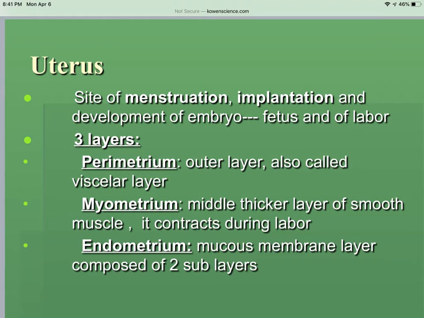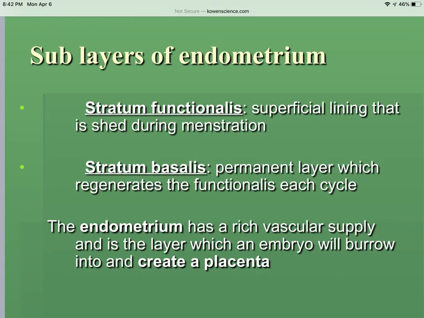The endometrium is the mucous membrane layer. It's made up of 2 sublayers, and this is the layer that is affected when an individual has endometriosis. These sublayers of the endometrium are the stratum functionalis, which is the layer that's shed during the menstrual cycle, and the stratum basalis, which is the permanent layer, and this regenerates the functionalis each cycle. The endometrium is highly vascularized, and this is the layer where the embryo will burrow into, and this is the layer that will create the placenta.